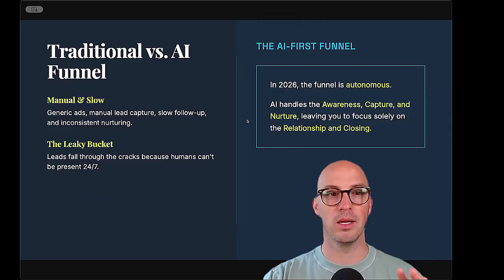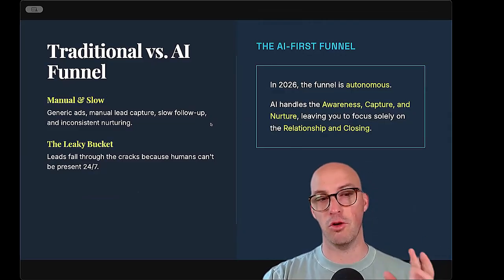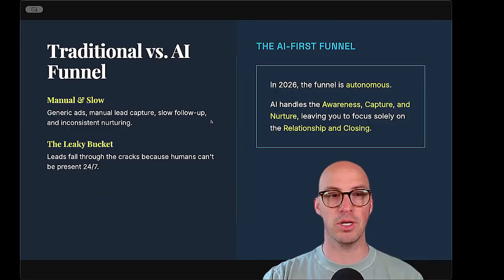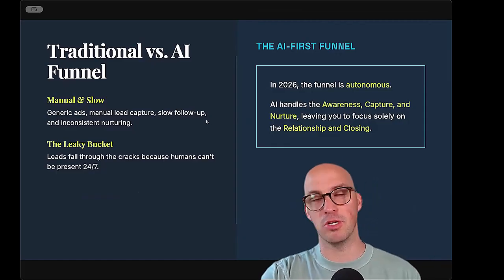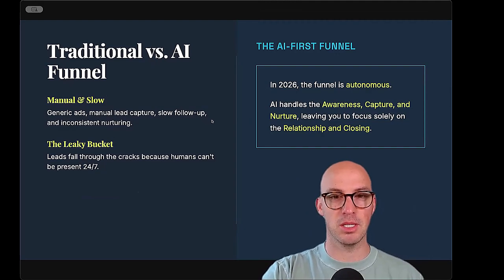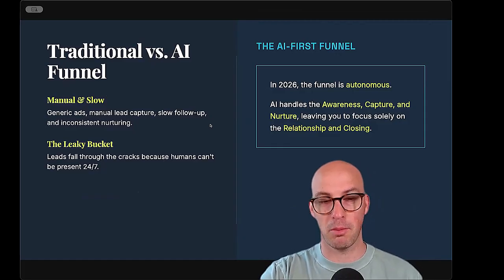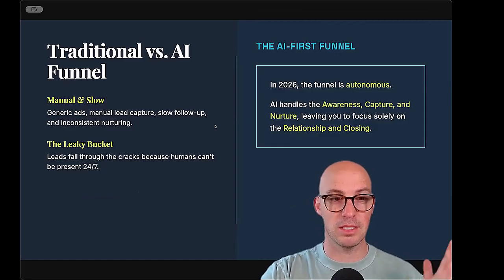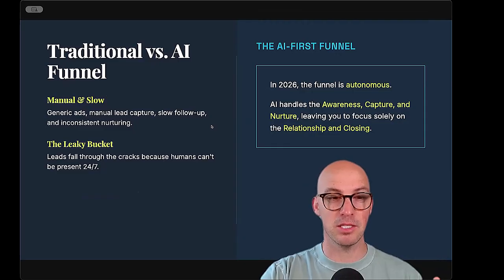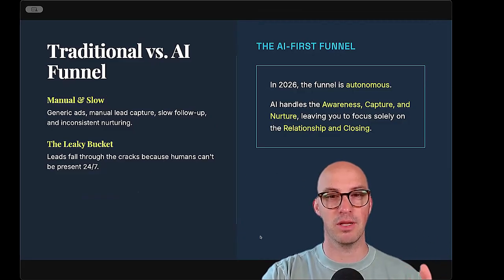So the manual way is slow, generic, manual lead capture, slow follow up, and inconsistent nurturing. Because let's face it, if you're getting busy as a real estate agent, you generally have inconsistent nurturing because you're only one person, whereas AI can be multiple people at once. So it's the leaky bucket syndrome where a lead falls through the cracks because humans can't be present 24/7 like an AI can.